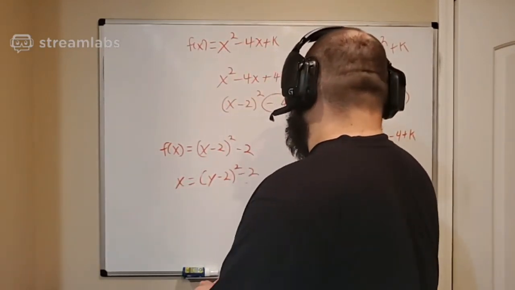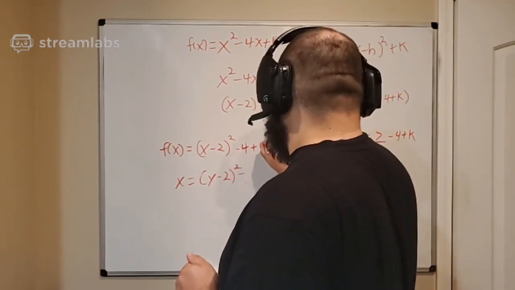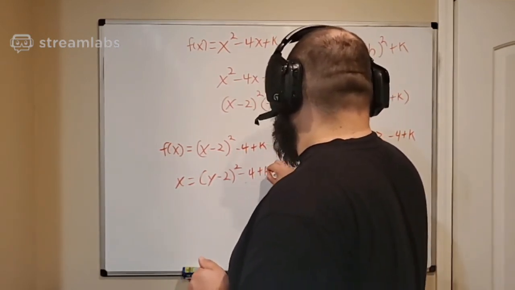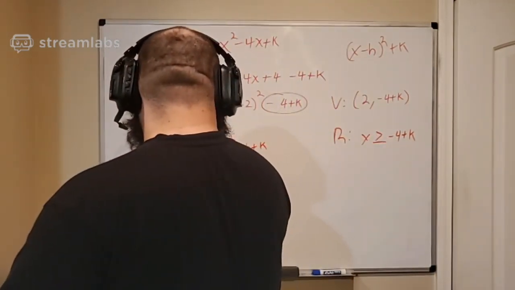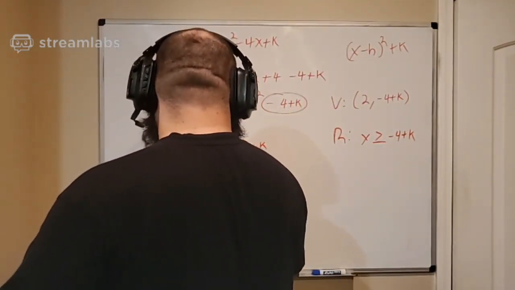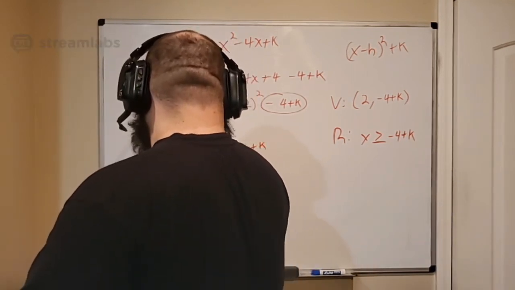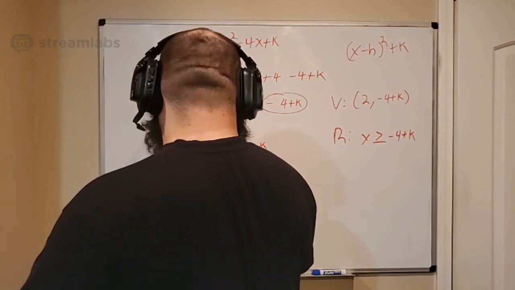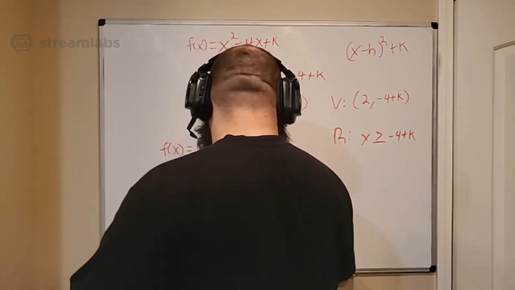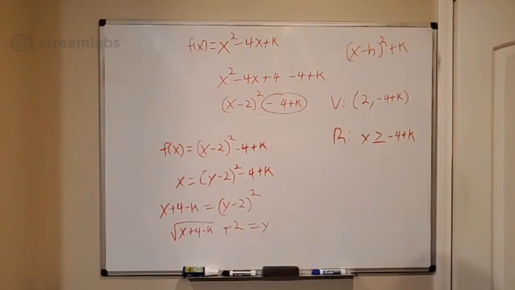So minus 4 plus K minus 4. So now I just need to move that over. So it's not much. So we get x plus 4 minus K equals y minus 2 squared. Take the square root. Plus 2 equals y. So now the only question is, do I need the positive version of the square root out front, or do I need the negative version of the square root out front?